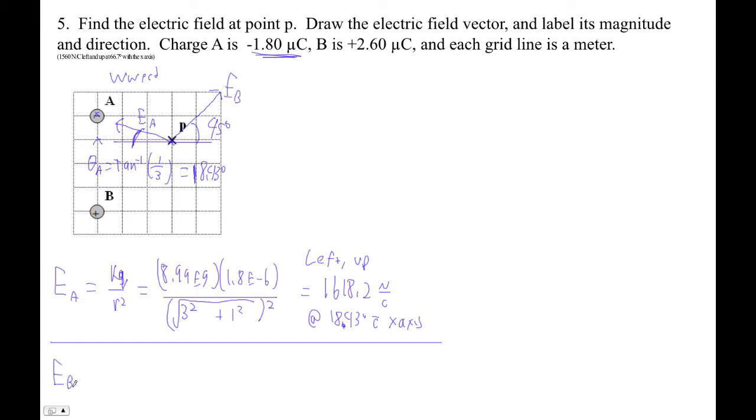Okay, so EB. This is the one that's going to be at a 45-degree angle up and to the right. Same thing, it's going to be kQ over r squared. So k is 8.99 E9. B is 2.6 microcoulombs, so 2.6 E minus 6. And then how far is B? B is 3 to the left, 1, 2, 3, and 1, 2, 3 down. So it's going to be 3 squared.